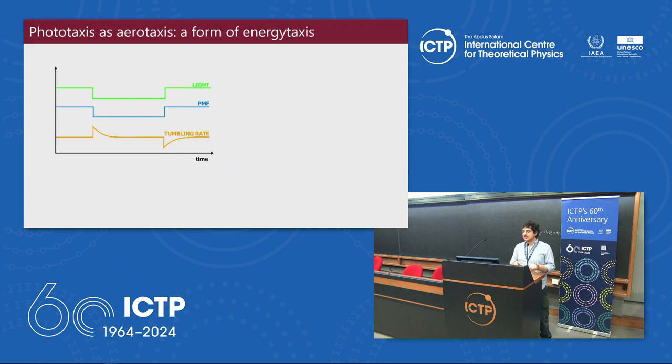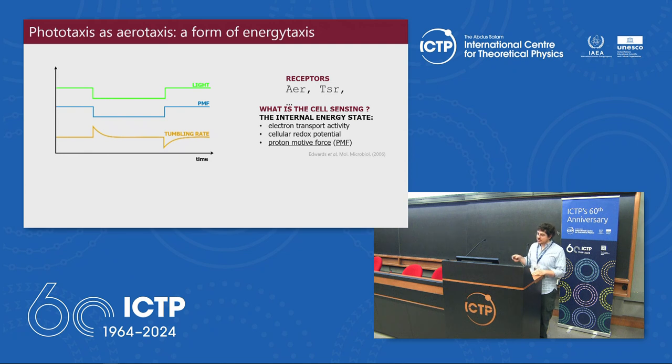This can be seen a bit as an energy taxis effect, where the energy that the cell can perceive is the proton motive force. The proton motive force is related to the metabolism, so it's a form of energy taxis, and we have that the tumbling rate transiently changes when there is a change in the intensity of light and so in the PMF.